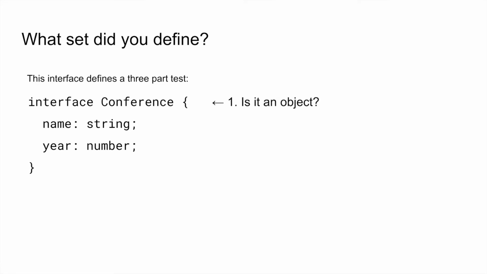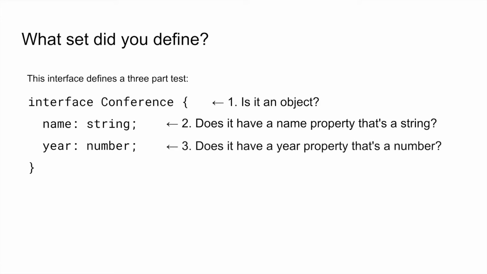Values that are assignable to an interface are always objects, so you're part of that big object type. The second part of this test is, do you have a name property, and is it a string? And the third part of the membership test is, do you have a year property, and is it a number? That's it. That's the whole membership test.